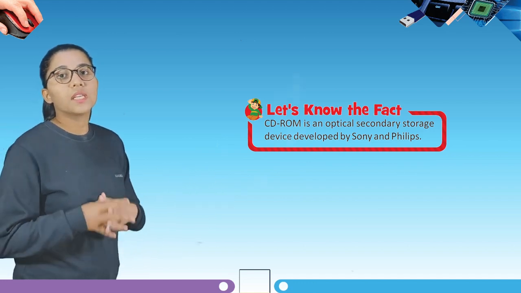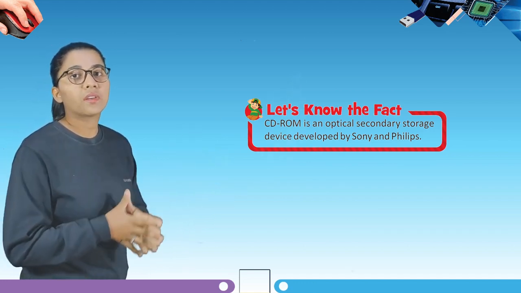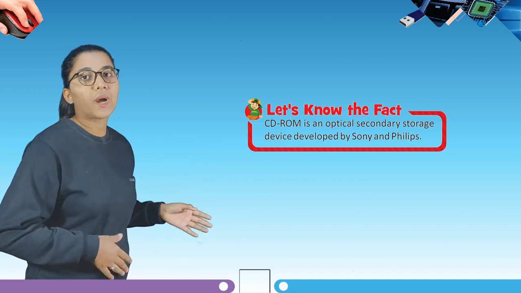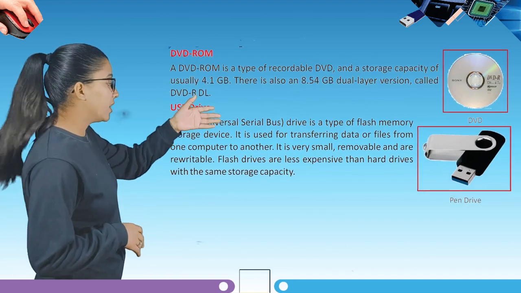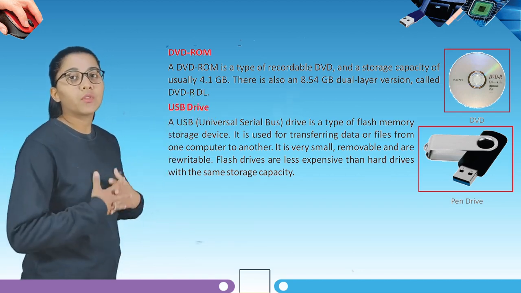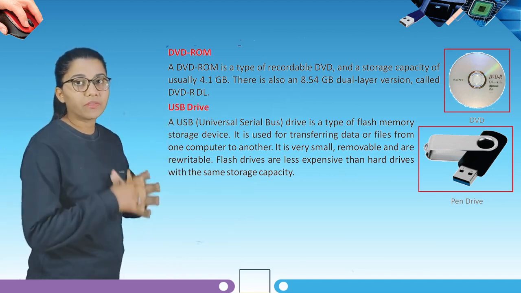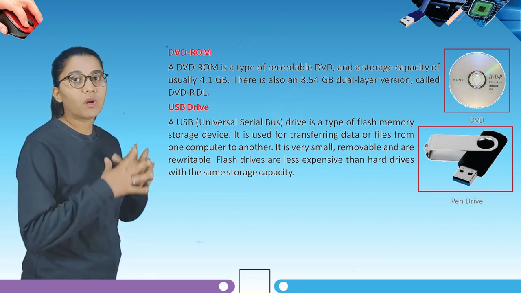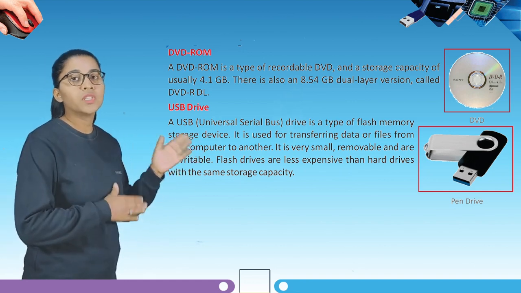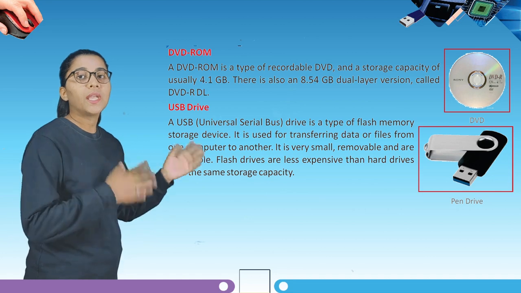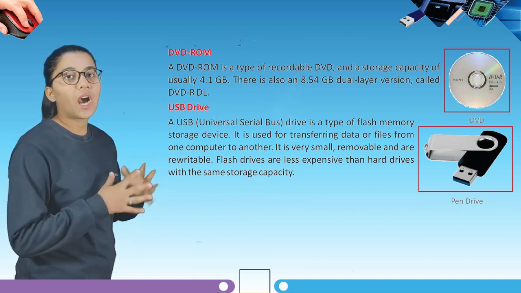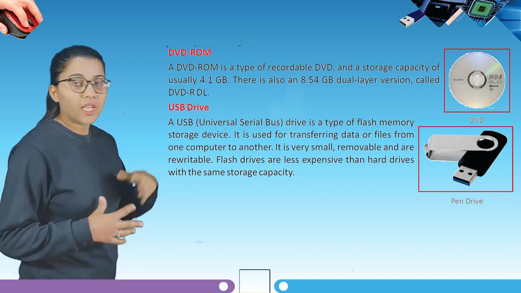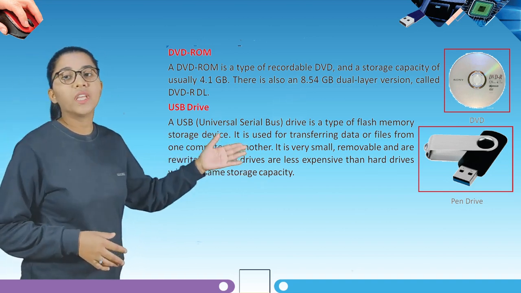Now it's time to know an interesting fact. CD-ROM is an optical secondary storage device developed by Sony and Philips. Now students, let's learn about DVD-ROM. A DVD-ROM is a type of recordable DVD with a storage capacity of usually 4.1 GB. There is also an 8.54 GB dual layer version called DVD-RDL. So students, here you can see the picture of a DVD-ROM.